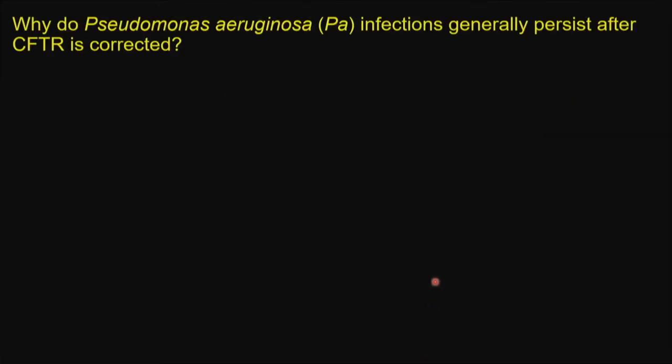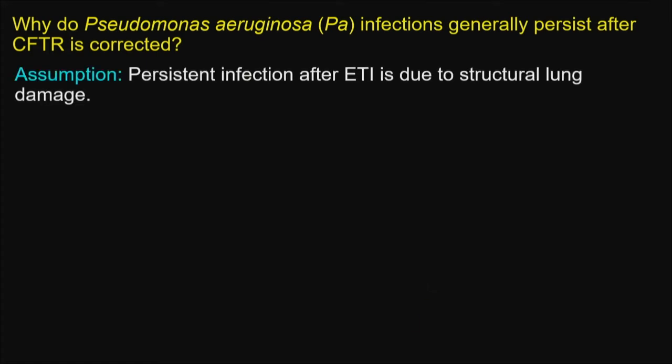Okay. So, as many in the audience may have seen, Pseudomonas aeruginosa infections generally persist after CFTR is corrected. And a key question that I'm interested in understanding is why that is. And I think an assumption in the field is that persistent infection may be due to structural lung damage.